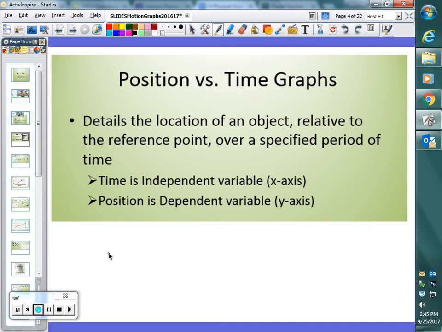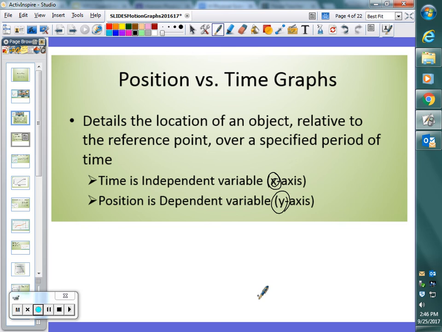When we make position versus time graphs, time is going to go on our x-axis, and position is going to go on our y-axis. Right? So each dot on the graph tells us two things. It tells us time, that's going to be our x-coordinate, and it tells us position, that's going to be our y-coordinate. Okay? Good there? All right.